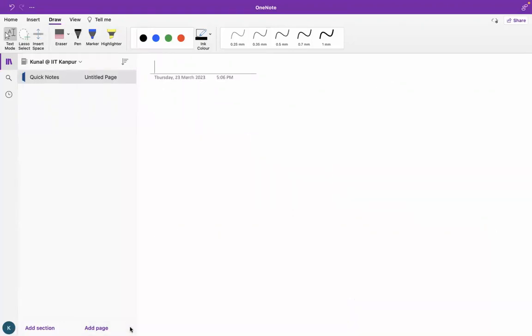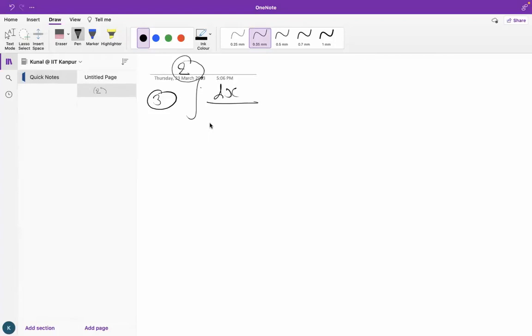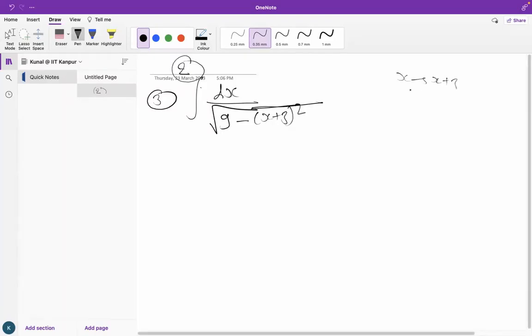So let me add some page. Okay, this is our page 2. So our next problem, the third problem, is dx divided by root under 9 minus x plus 3 whole square. Here x is replaced by x plus 3 if we compare it to the standard form. So we know that it is of the form root under a square minus x square, where x is just replaced by x plus 3.